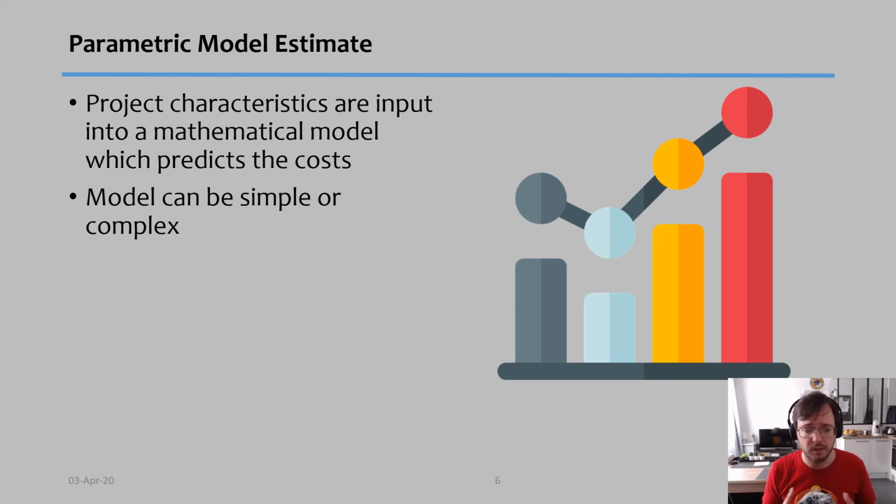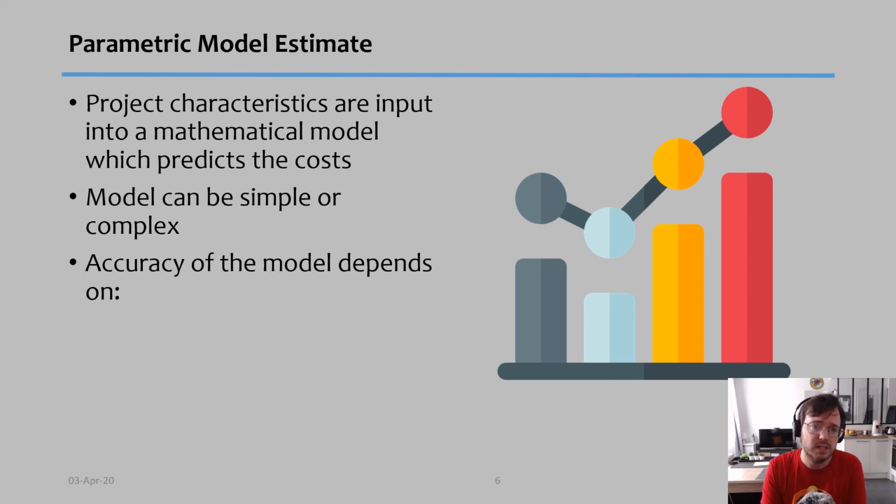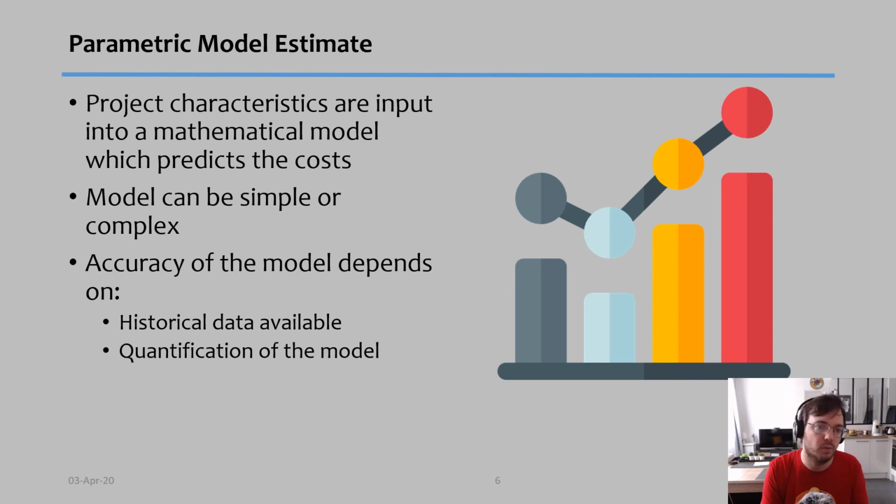Simpler models are easy to create. We can even use an Excel sheet just to create them, but more complex models sometimes demand that we use, for example, experts like mathematicians or statisticians to help us create those models. So the accuracy of the model will depend on a couple of things. First, it depends on what historical data you have available. How many projects similar to this have you run in the past? The more you have, the more accurate your model will be.